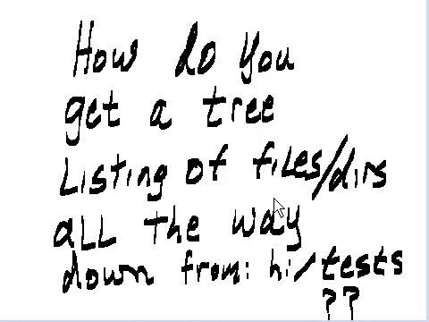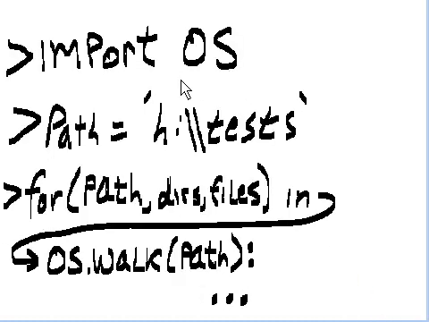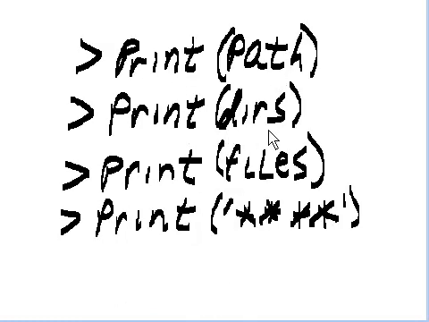How do you get a tree listing of files and directories all the way down from h:/tests? Import os. path equals h:/tests. Now, for path, dirs, and files in os.walk(path): print path, dirs, files, and stars.